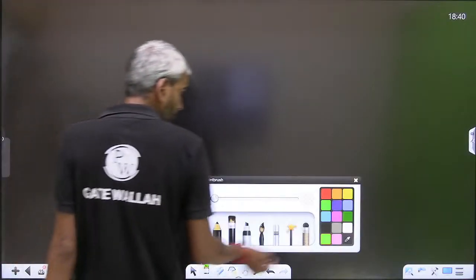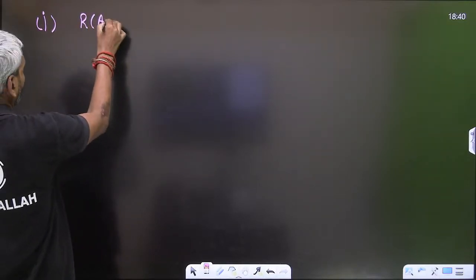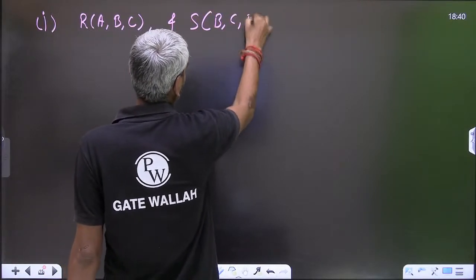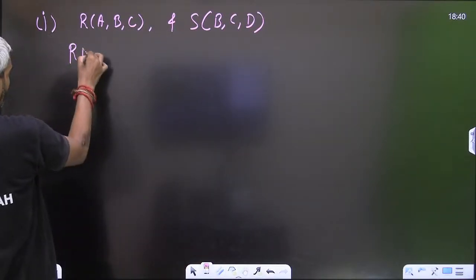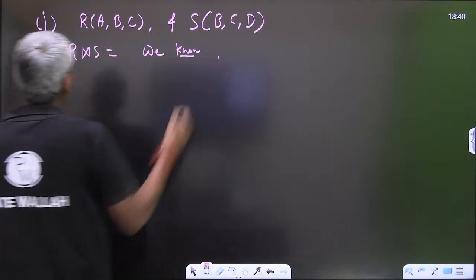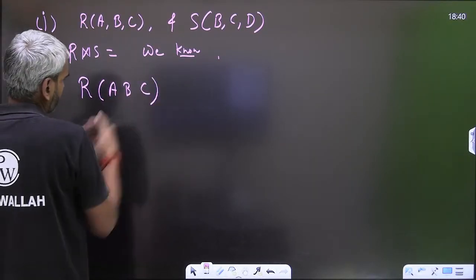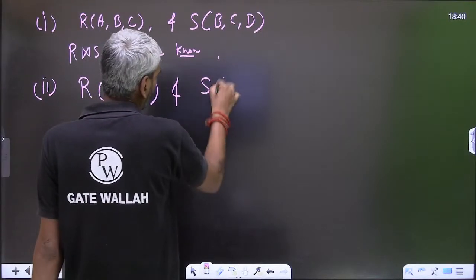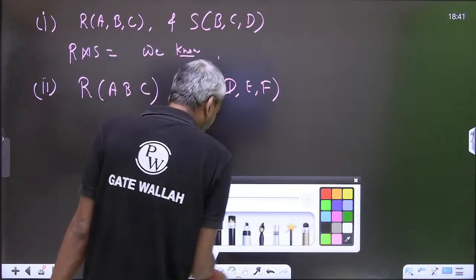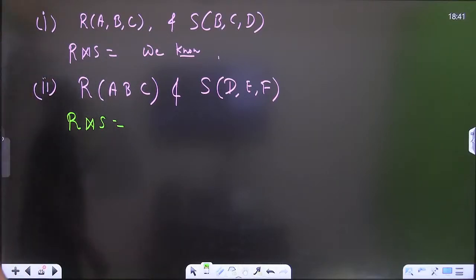We already know, in the first case, that if R is a relation with attributes A, B, C, and S is a relation with attributes B, C, D, then we know what R natural join S will be. But the second case is, if R is a relation with attributes A, B, C, and S is a relation with attributes D, E, F. So, how do you define the natural join of R and S?